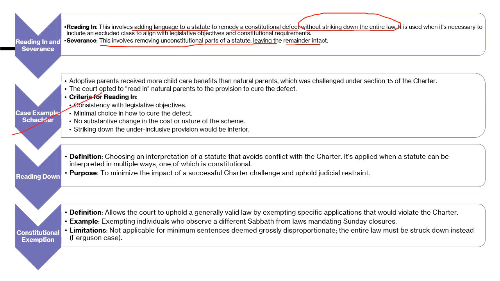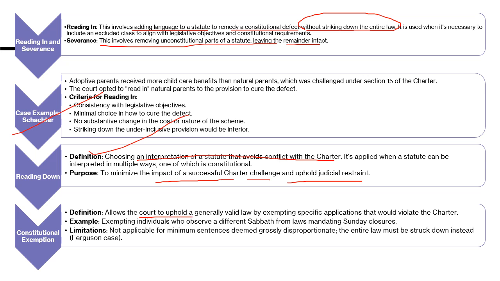So the case is Sketcher that we already discussed, then reading down, choosing an interpretation that avoids conflict with the Charter. So whatever the Charter expects, just interpret that provision in that way. So this is to minimize the impact of a successful Charter challenge and to uphold judicial restraint. Constitutional exemption is allowed for the minimum time, for the lesser time, not for always.